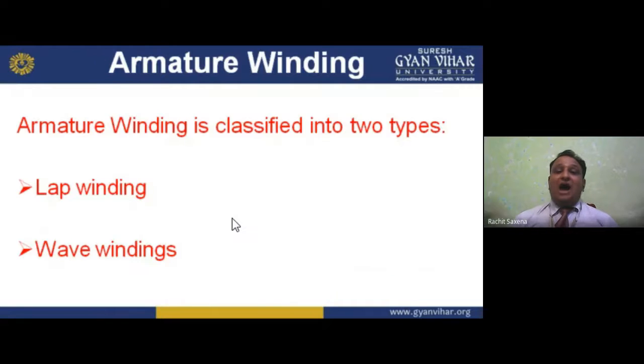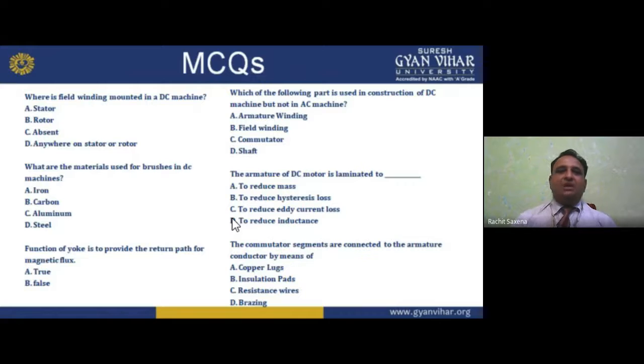Now armature winding. So armature winding is classified into two types, lap and wave. So later on I will tell you about the lap winding and wave winding in my next lecture. Okay, I hope you understand all about this. Now some multiple choice questions related to this. Where is the field winding mounted in a DC machine? Obviously in the stator. I told you.